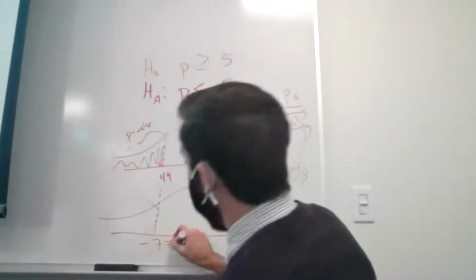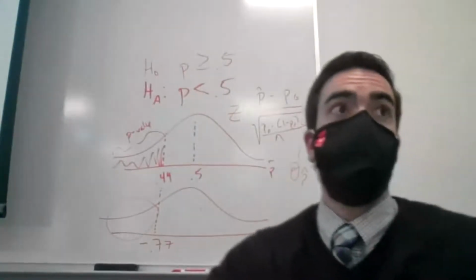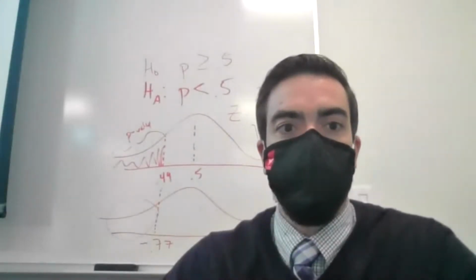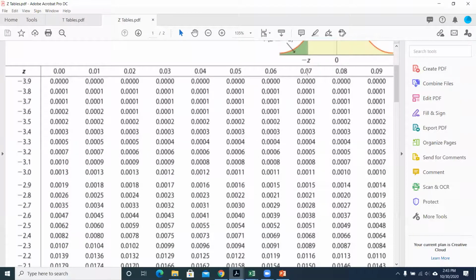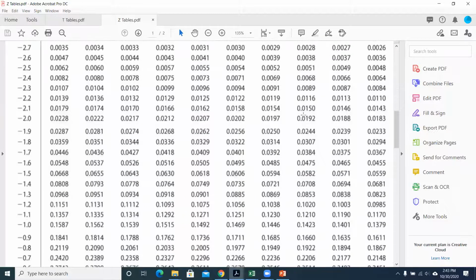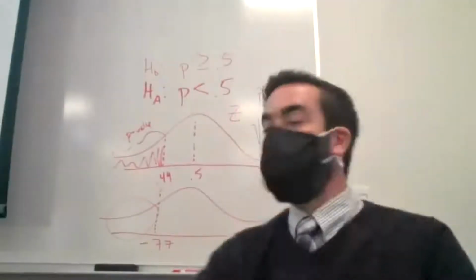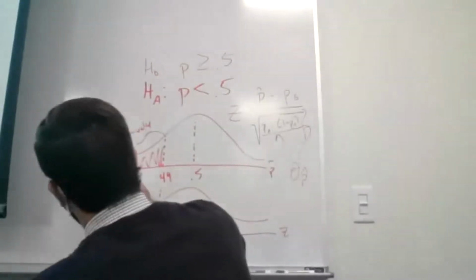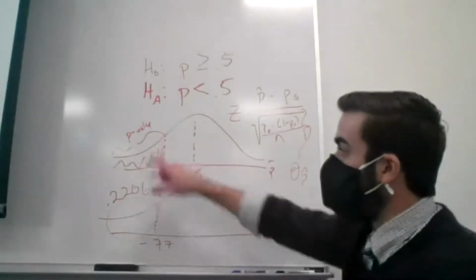Negative 0.77. I can then go to the standard normal table, look that value up, and it'll give me the area I want. It's kind of the nice thing about a left-tailed test. Not quite as much work. So I go to the table, negative 0.77. So here's my second decimal. I scroll down. So negative 0.77. So the area to the left of it is 0.2206. So this area is 0.2206, which represents my p-value.